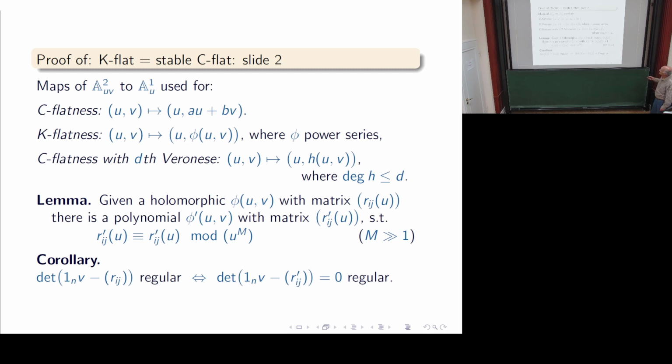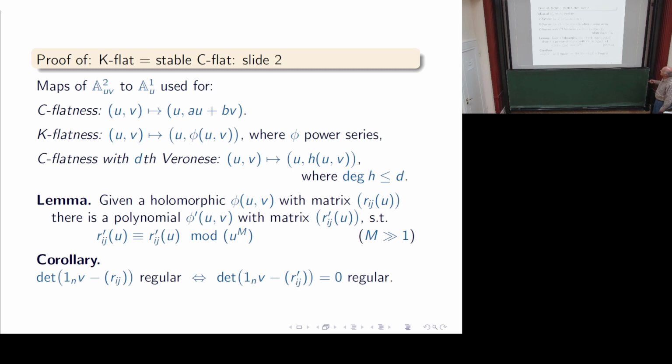And so the lemma is: if I have a holomorphic map in U, V with matrix R_ij, as before, then there is a polynomial, where essentially I just ignore the high degree terms, with a matrix such that, there shouldn't be a prime here, sorry, so that the matrix computed from the power series is congruent to the matrix computed from the polynomial up to high degree.